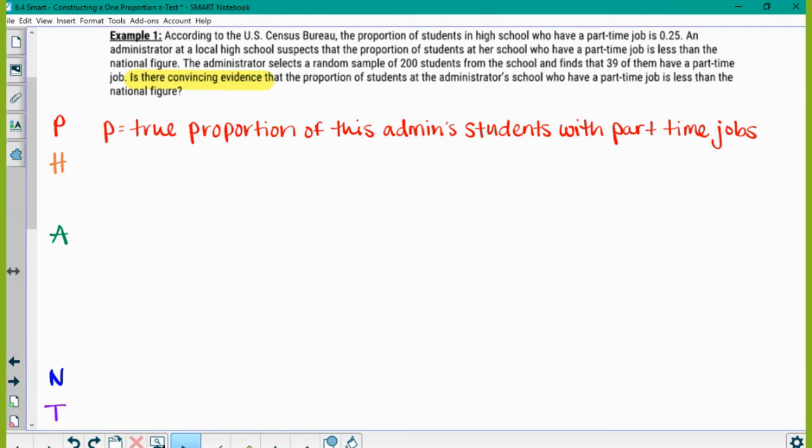Now, the national average is 0.25. That is the given proportion. So that is going to be my null hypothesis. p is equal to 0.25. And the administrator thinks that her school is less than that. So my alternative is p is less than 0.25.